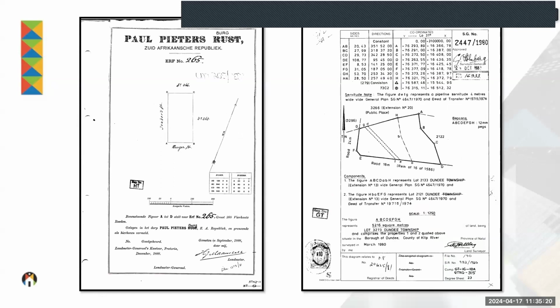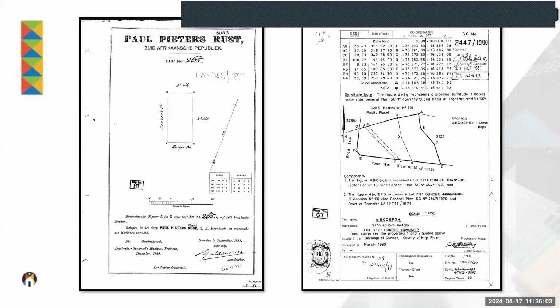And here are two examples of SG diagrams. Now, the one on the left-hand side, you can still see comes from the era when the Suid-Afrikaanse Republiek was still in place. And that is still a valid and legal SG diagram that was obtained from the Surveyor General's office. So it doesn't mean that it will be metricated, whatever it is. I can see here that the dimensions are in Cape feet, and that the area is indicated as Morgen.